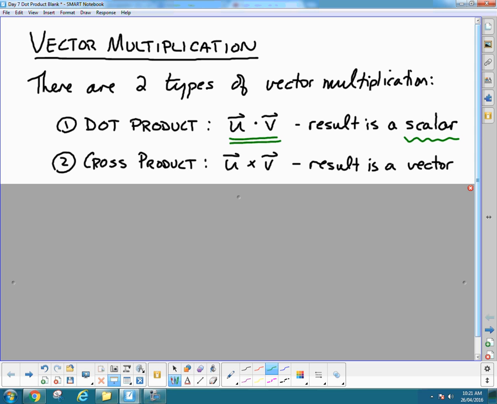The second type of multiplication is the cross product, and we use this little notation. It looks like the multiplication symbol, but it's an X. It means the cross product. And the difference here is the result is a vector.